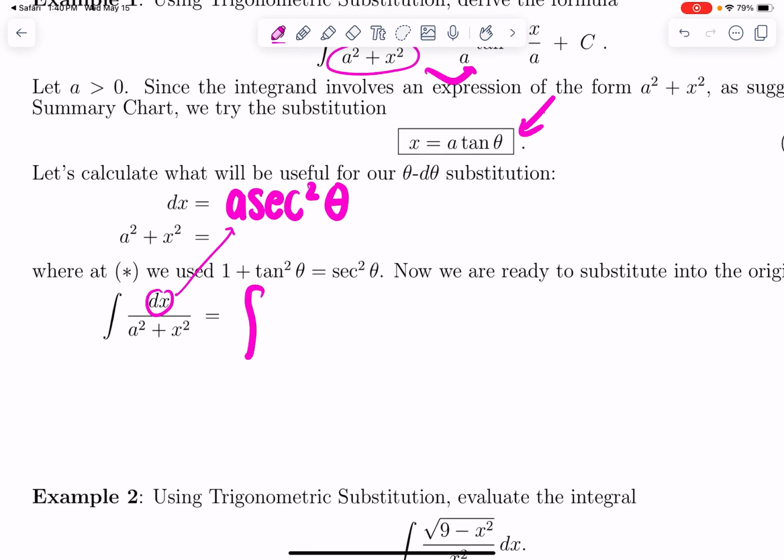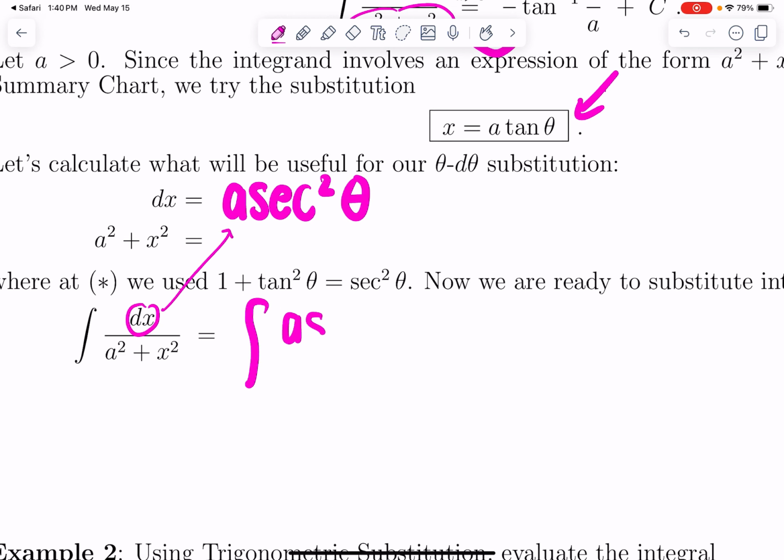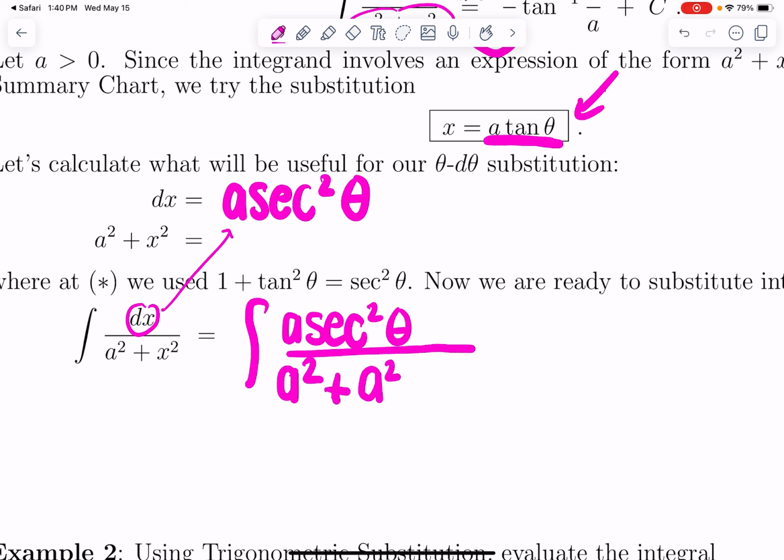So it'd be the integral of a secant squared of theta over, you don't know what a squared is, so I leave it, but then you have x squared. Well, x is just a tangent of theta, so you would square both a and tangent, so it'd be a squared tangent squared of theta. Okay. And then this would of course be d theta because we're integrating with respect to that.